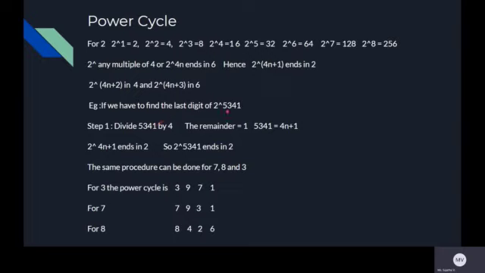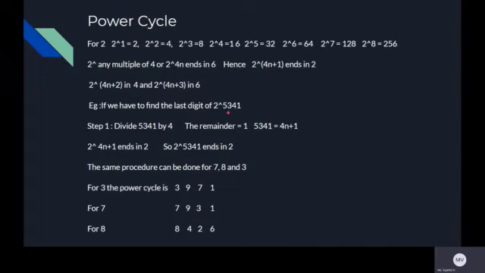Okay, take a look at this one. 2 raised to 5341. 5341 is a very large number. We cannot do it manually, right? So your first job is to find the form of 5341. In what form can 5341 be written? Is it 4n? Is it 4n plus 1, 4n plus 2, or 4n plus 3?